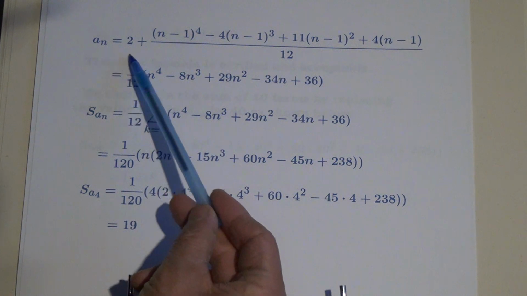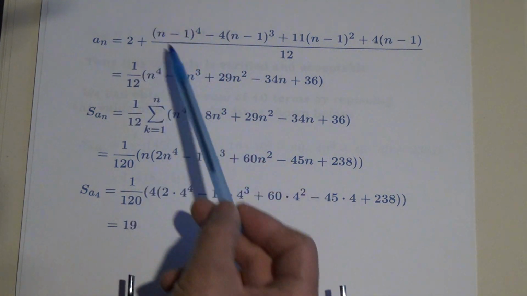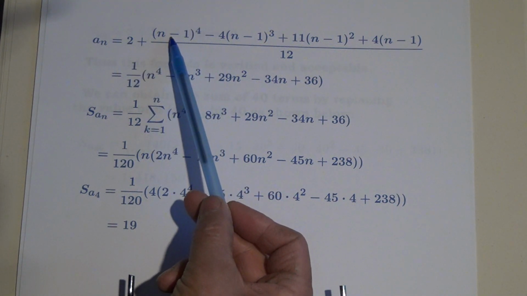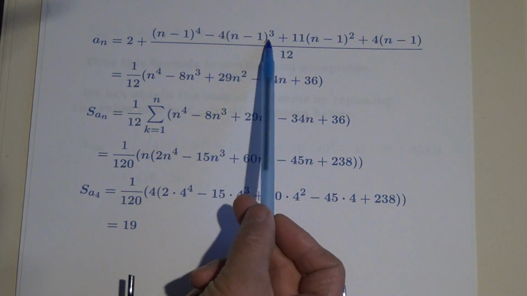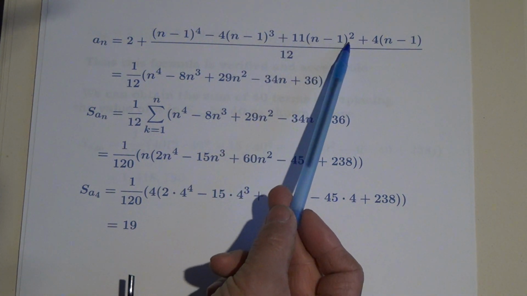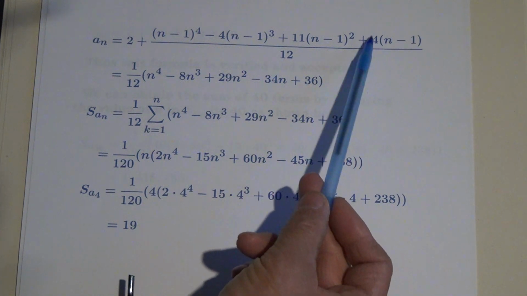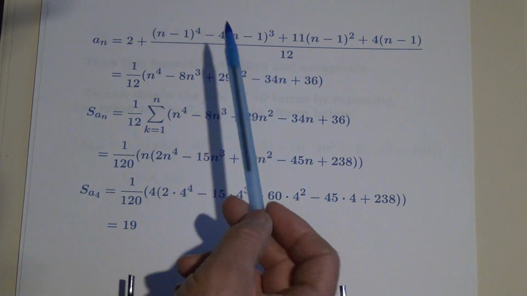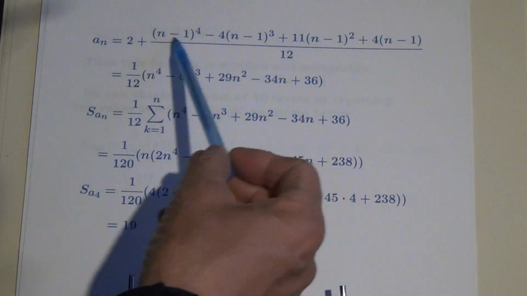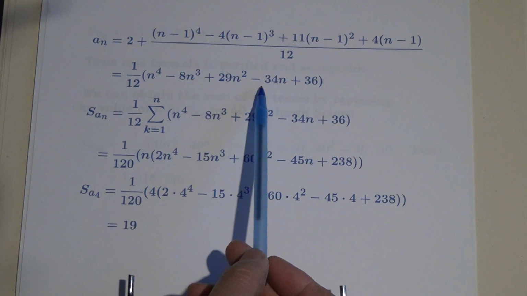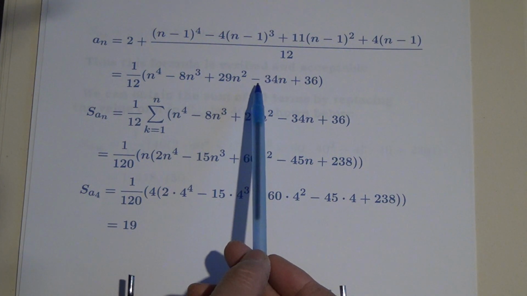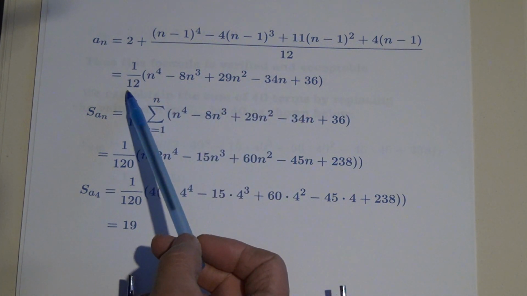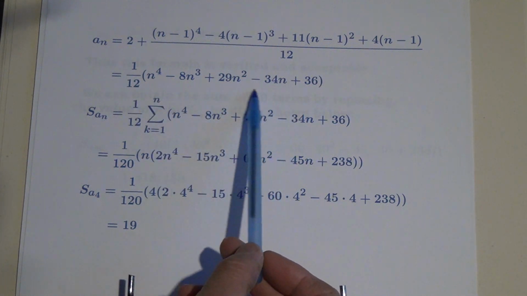Now, when you get the general term, we put the first value here, plus, in place of n, you replace n minus 1 to the fourth, 4 times n minus 1 cubed, 11 times n minus 1 squared, and 4 times n minus 1. Once you don't have a k, you just multiply out, right? And divide by 12. Then you expand all of this and simplify on your paper and compare with that. Okay? When I work it out, this comes out.